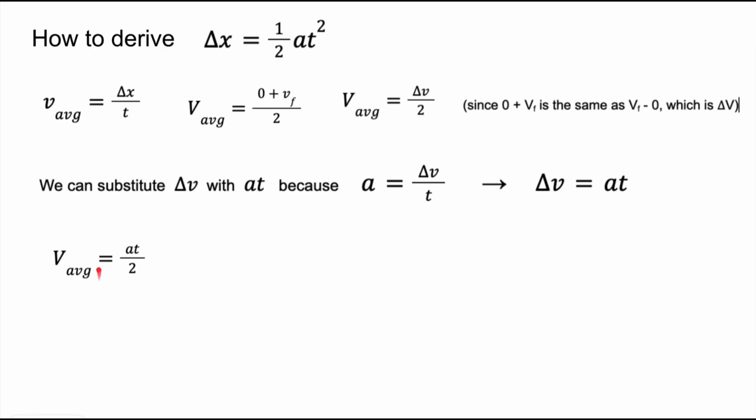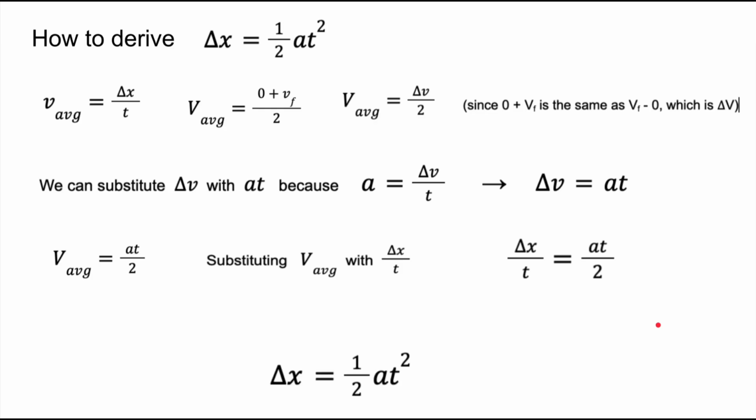But look here, V average is equal to delta x over t, so let's just go ahead and substitute that in there and get this. Now all I have, I'm almost there. Now I just want to get delta x by itself, so it's being divided by t, so what I need to do, I need to multiply by t, so I'm going to have t squared, and then I get this. Boom!